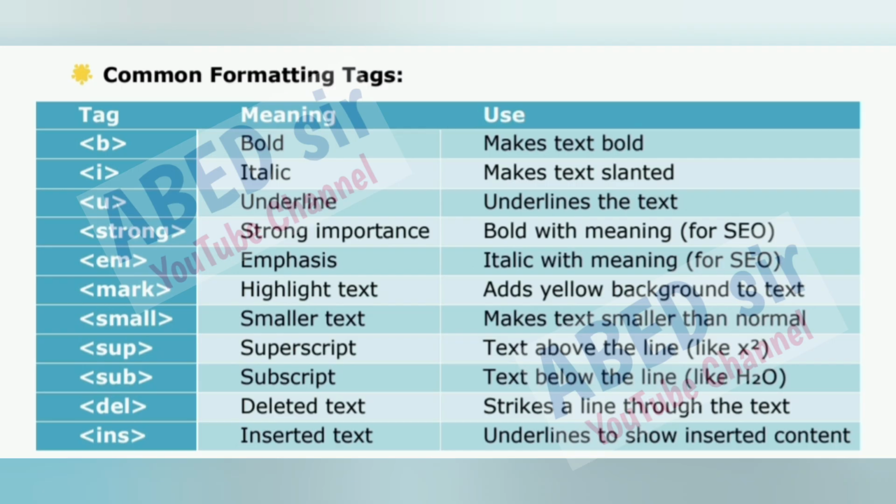Common formatting tags. Tag, meaning, use. B, bold, makes text bold. I, italic, makes text slanted. U, underline, underlines the text. Strong, importance, bold with meaning for SEO. Em, emphasis, italic with meaning for SEO. Mark, highlight text, adds yellow background to text. Small, smaller text, makes text smaller than normal.